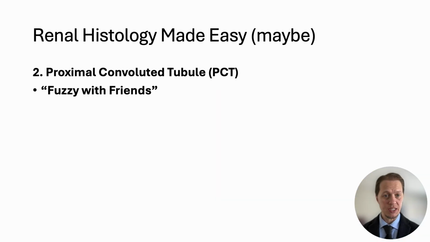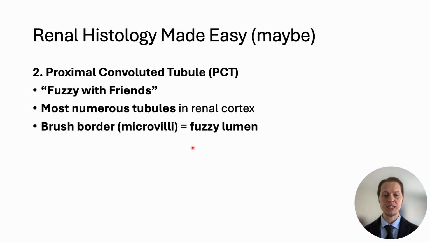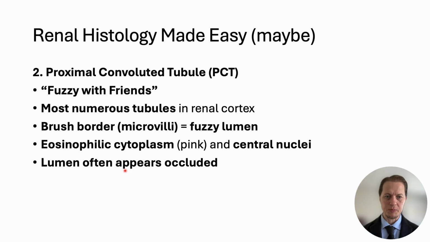On to the PCT. Fuzzy with friends, maybe. The PCT are the most numerous in the cortex. They have a fuzzy lumen. There's a brush border of microvilli, and the cytoplasm is a little more pink rather than purple, if that helps you. But the easiest thing, if you just look for the fuzziness, that's where you're going to find it.